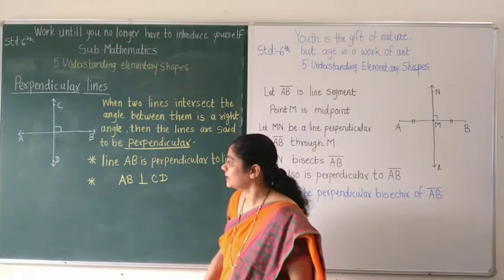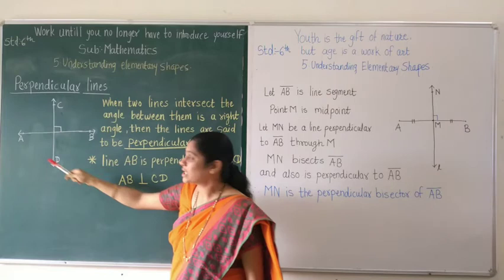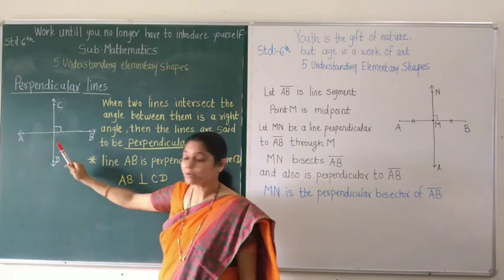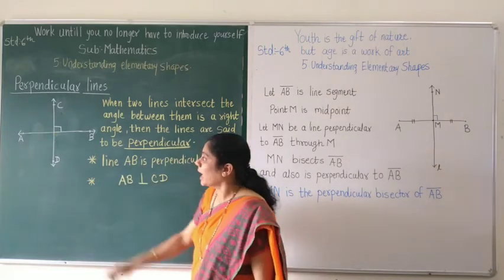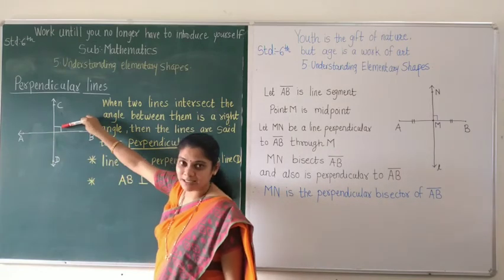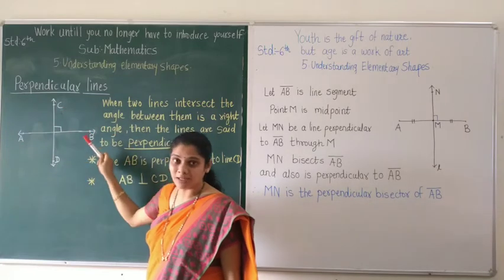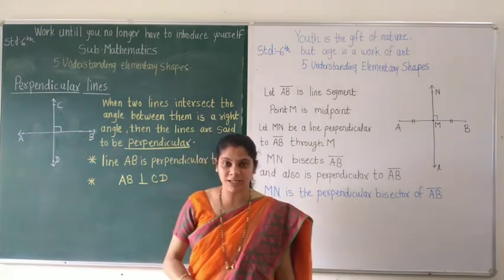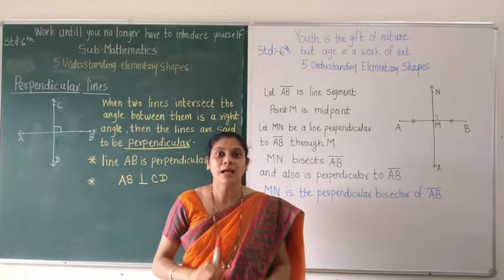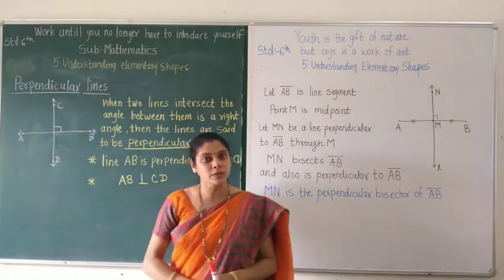Now look here. This is line AB and line CD, which are intersecting at one point, okay? While intersecting, these lines make 90-degree angles. So dear students, when two lines intersect each other and make a 90-degree angle, we say these two lines are perpendicular to each other.